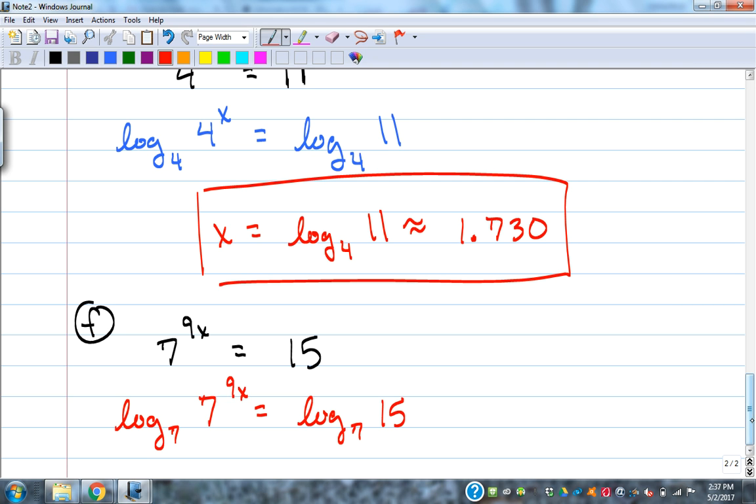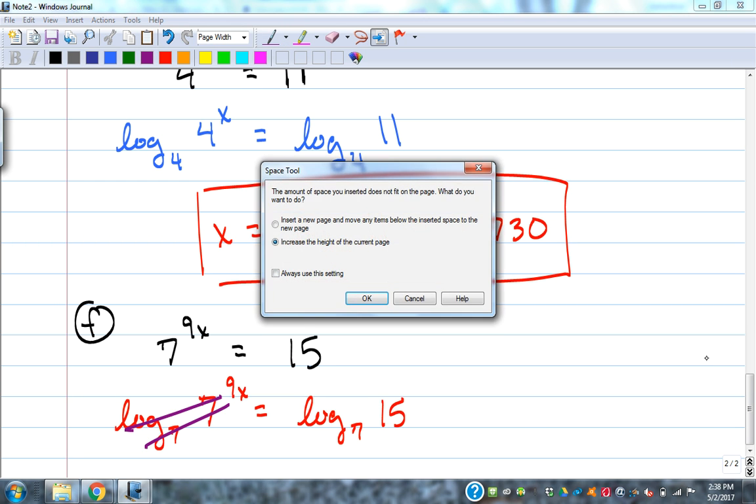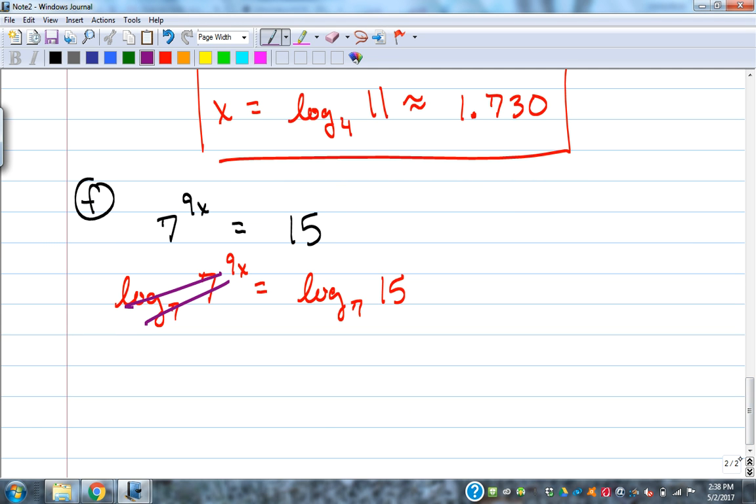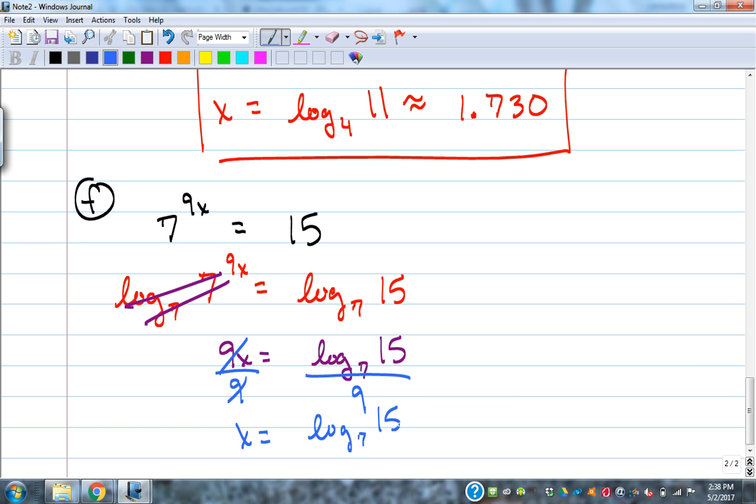So if I do log base 7, log base 7 of 7 to the 9x is equal to log base 7 of 15. What happens to the base 7 and the log base 7? They cancel each other out. So I've got 9x is equal to log base 7 of 15. I'm not as excited about that one because I'm not done. Right? Because I got 9x is equal to this junk over here. How do I get x by itself? Just simply divide everything by 9. x is equal to log base 7 of 15 divided by 9.